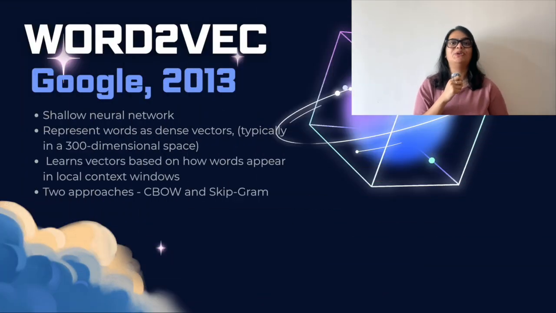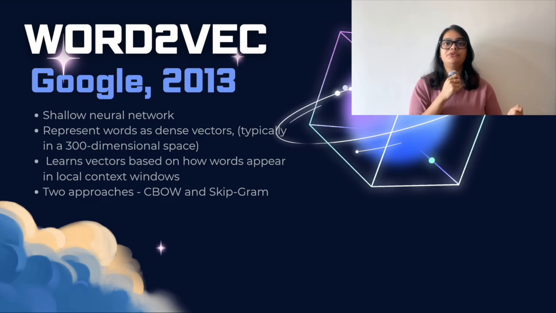However, these embeddings are still static. They assign a single vector to each word, regardless of context. And that limitation leads us to the next step in their evolution. Let me take you back to 2013. That's when Google introduced a technique called Word2Vec.